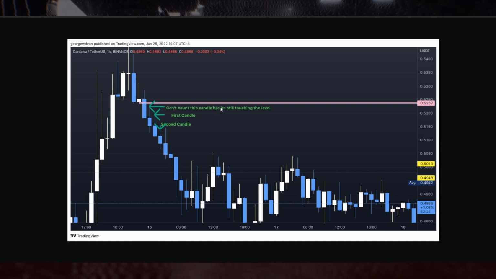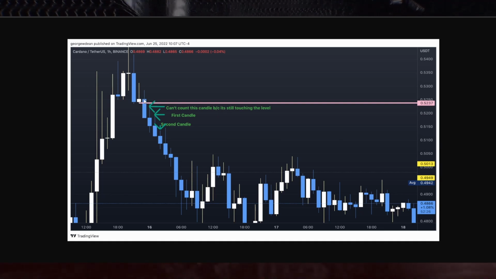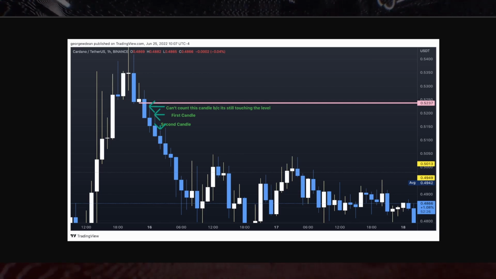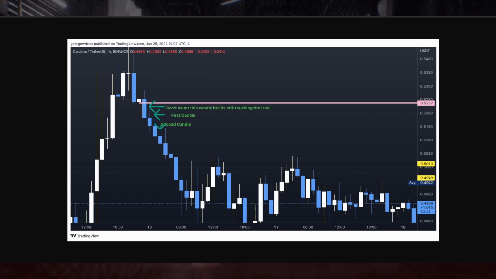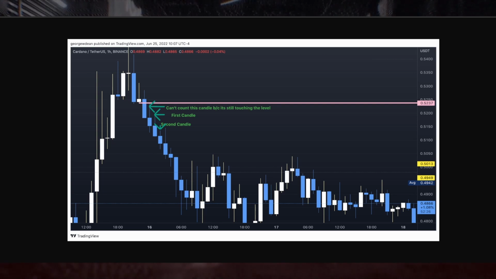Okay, can't count this candle because it's still touching the level. First candle, second candle. Okay, I think this might be in relation to your question earlier: when can we safely mark a hold level? Let me get to your question from earlier. Okay, level development. Any advice on how far in distance?